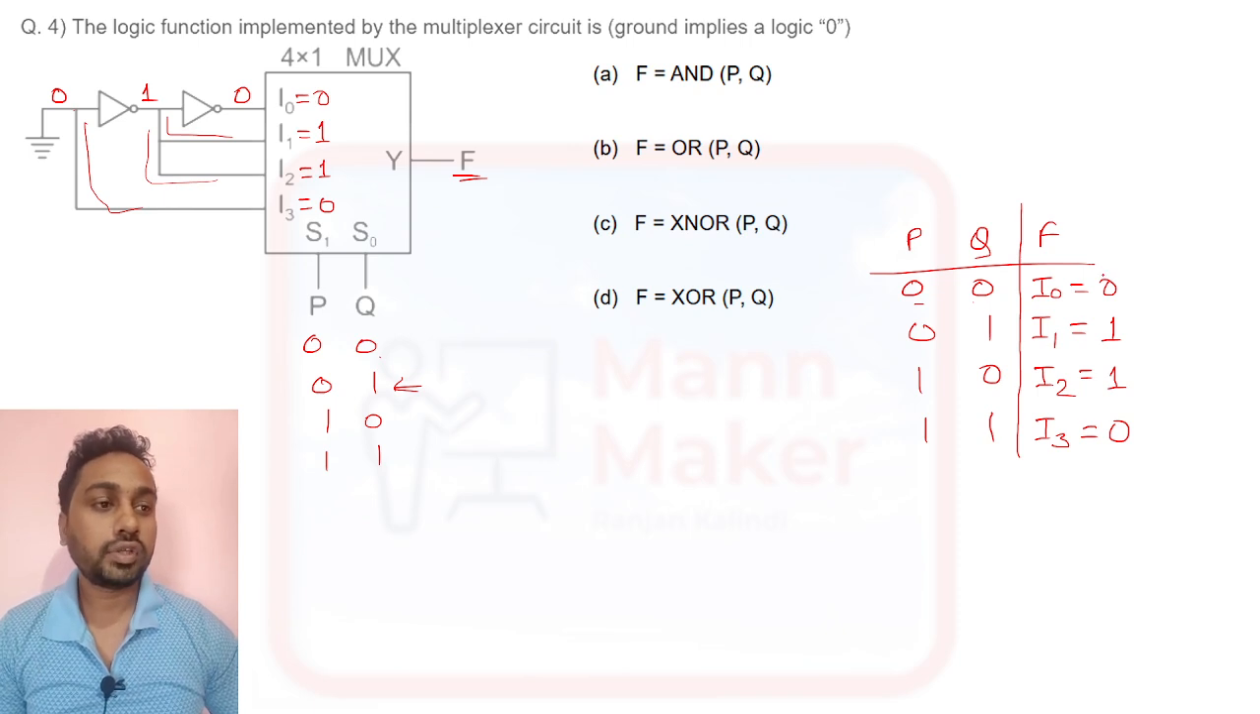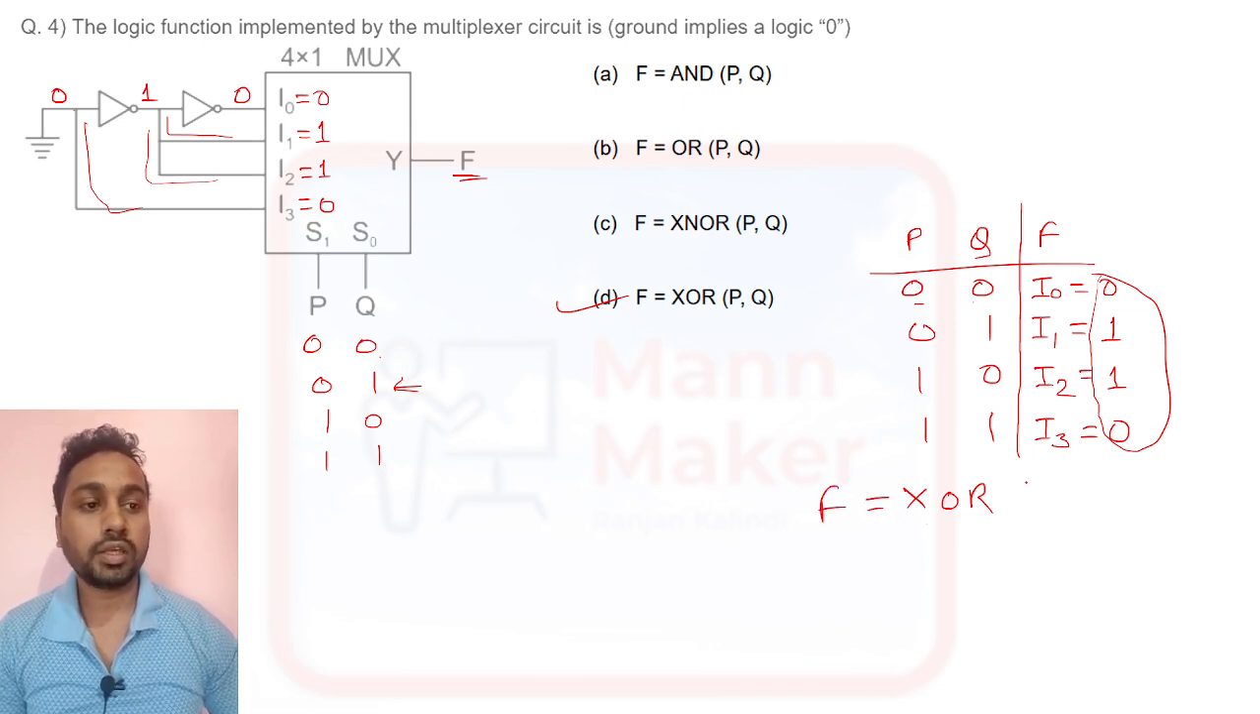Now if you see this truth table, it belongs to the XOR gate. Just now we discussed this in the first question. I think the truth table is the same as an XOR gate, so we can say option D. This function's output will be XOR of P and Q. This is your answer, option D.